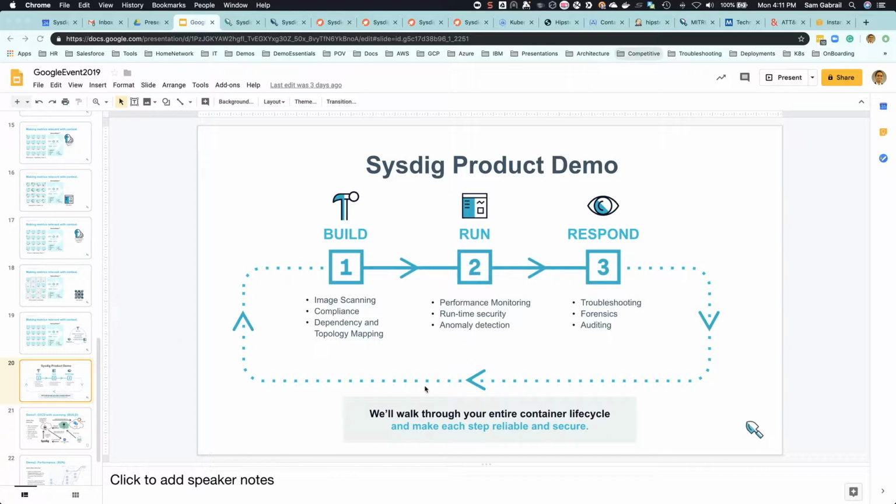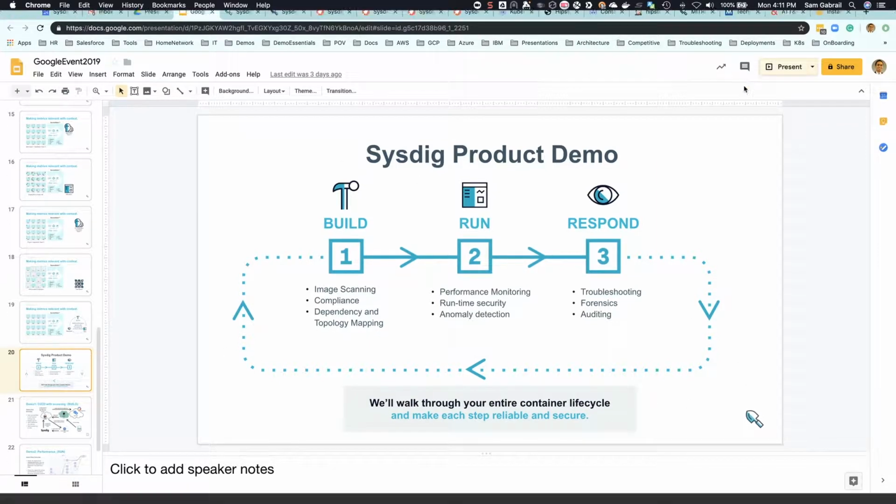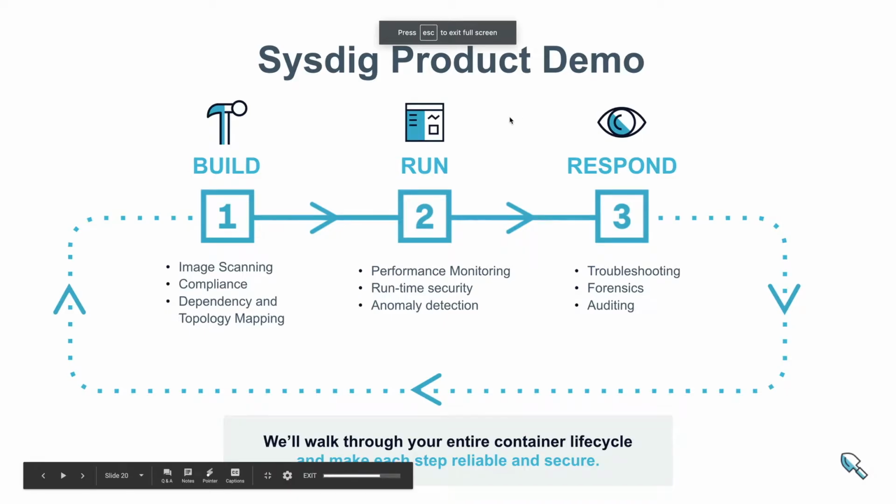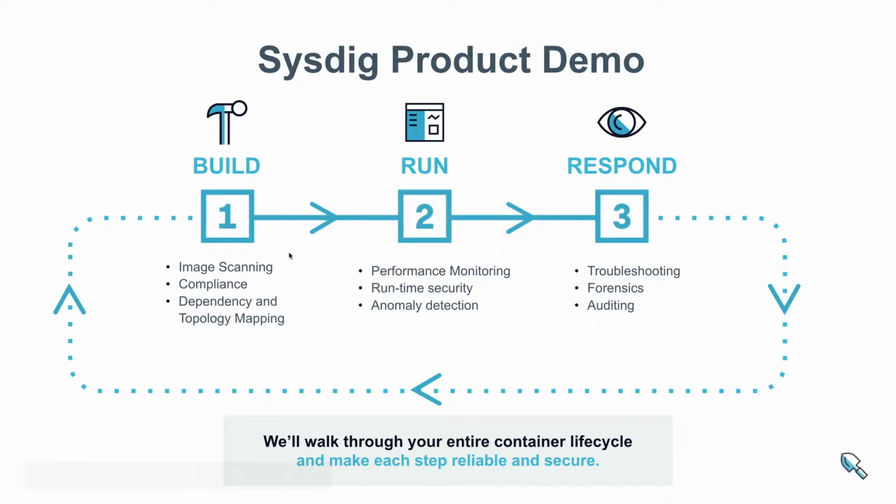All right, so the first of 3 demos that I'm going to present. The idea here is to go through the life cycle of an application, or a container or microservices application. The first stage is your build stage, right? So you're building your application. You want to make sure that you do your image scanning properly, you hit compliance, look at your topology mapping, and so on.